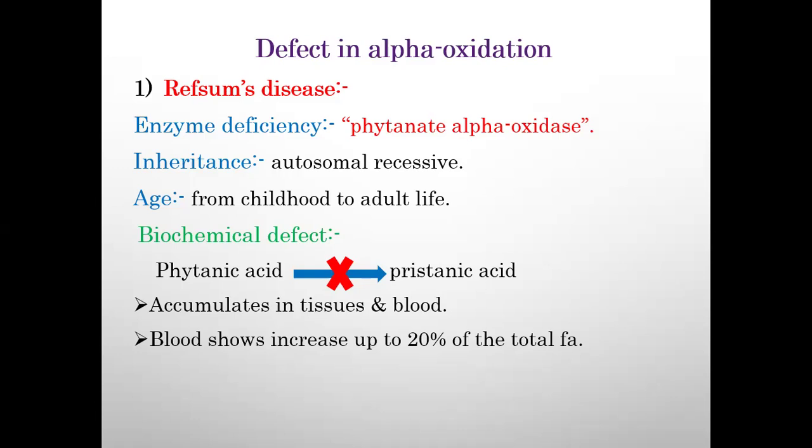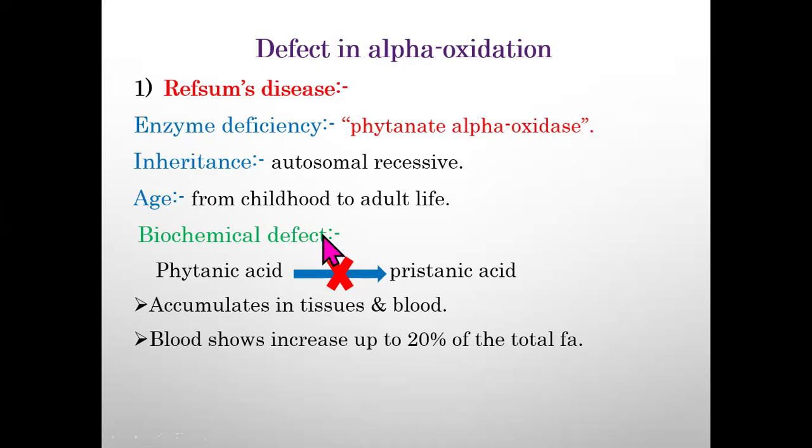The inheritance from both parents that results in this condition is called autosomal recessive. For autosomal dominant, the inheritance occurs from only one parent, either the mother or the father. When we say autosome, you remember there are 23 sets of chromosomes, and 22 are autosomes, while one is the sex chromosomes. So that's where we have autosomal recessive, meaning the disease is inherited from both parents. The age of onset ranges from childhood to adult life.